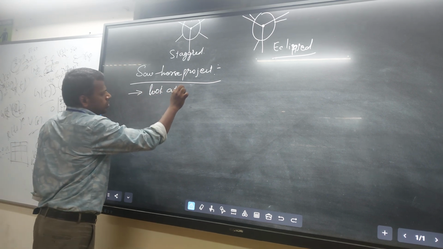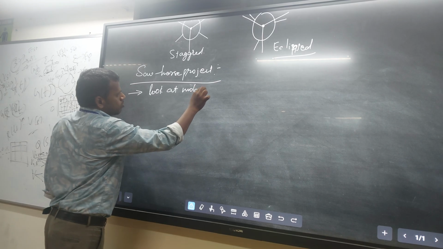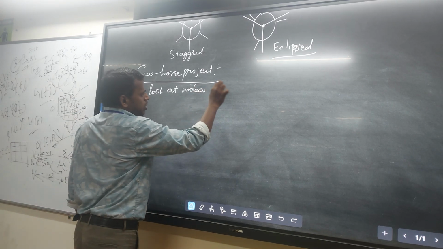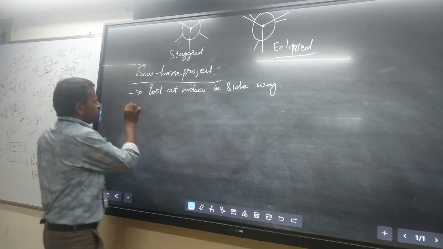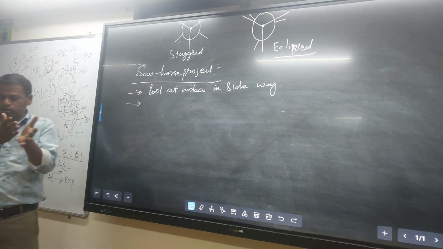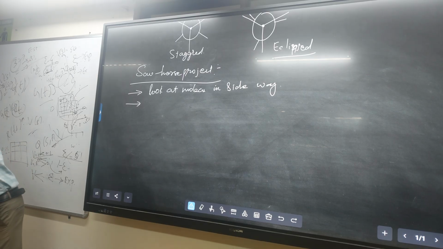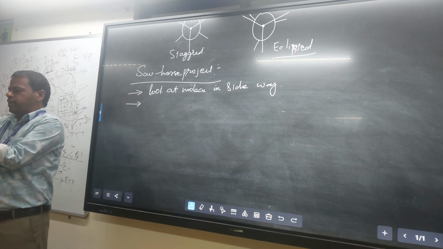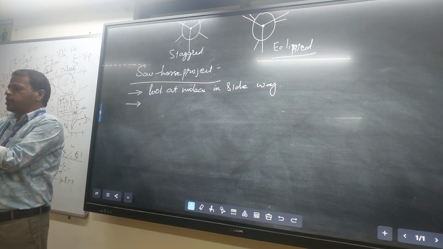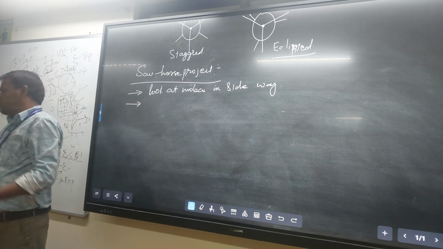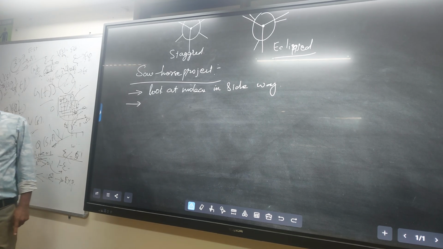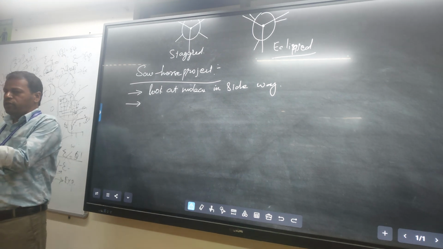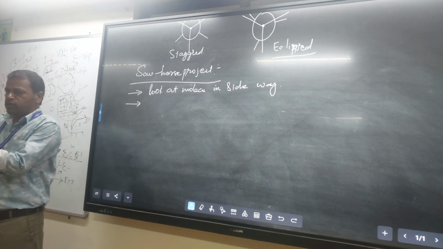Look at the molecule in a side way, in a cross manner. If we look at the molecule directly, that is a Newman projection. If you look at the molecule from the side, that is a Sawhorse projection. Show the carbon-carbon bonding in a diagonal manner, not in the straight way.